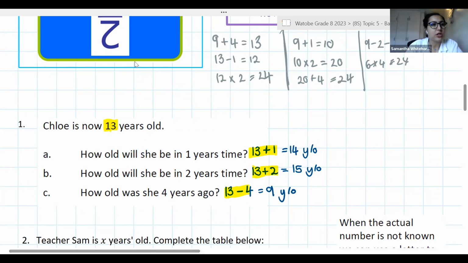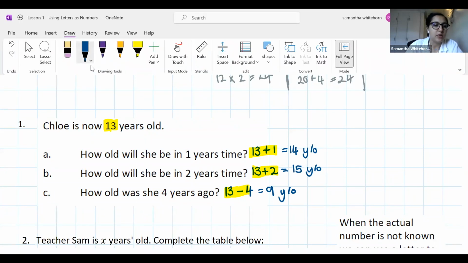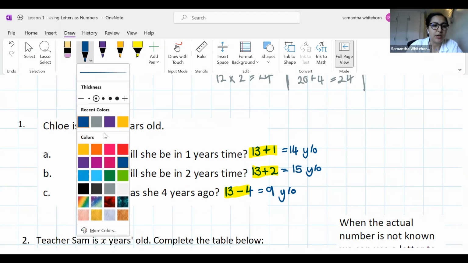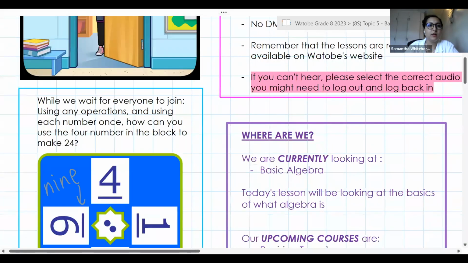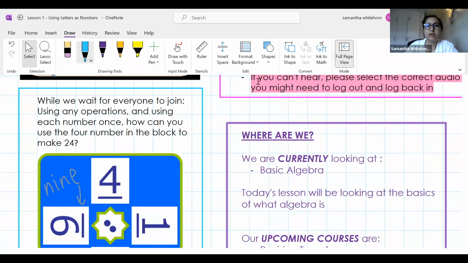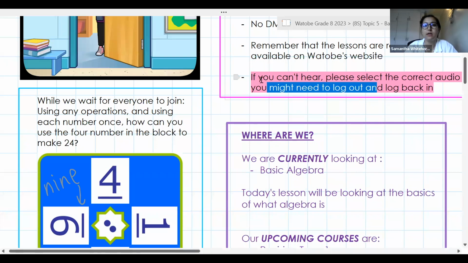So take your screenshots of this if you want, but we're going to really start with the algebra now in this next question. So you're welcome to take a screenshot of question 1. Hopefully there's no questions yet. Just because I can see someone is struggling.